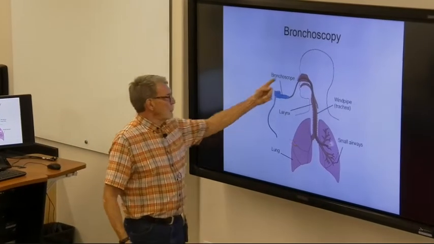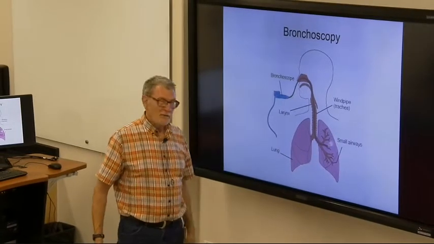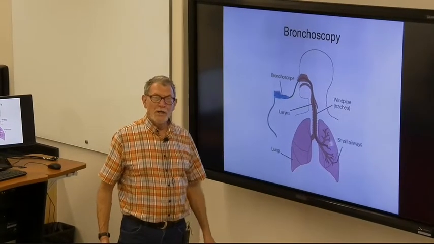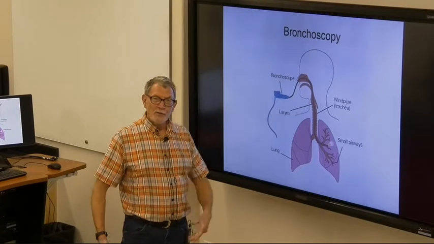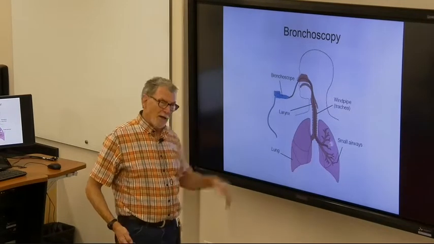Bronchoscopy, using a bronchoscope to look in there. You might have to look in if somebody inhaled a walnut or something, so you can go in there and find it and pull it back out.